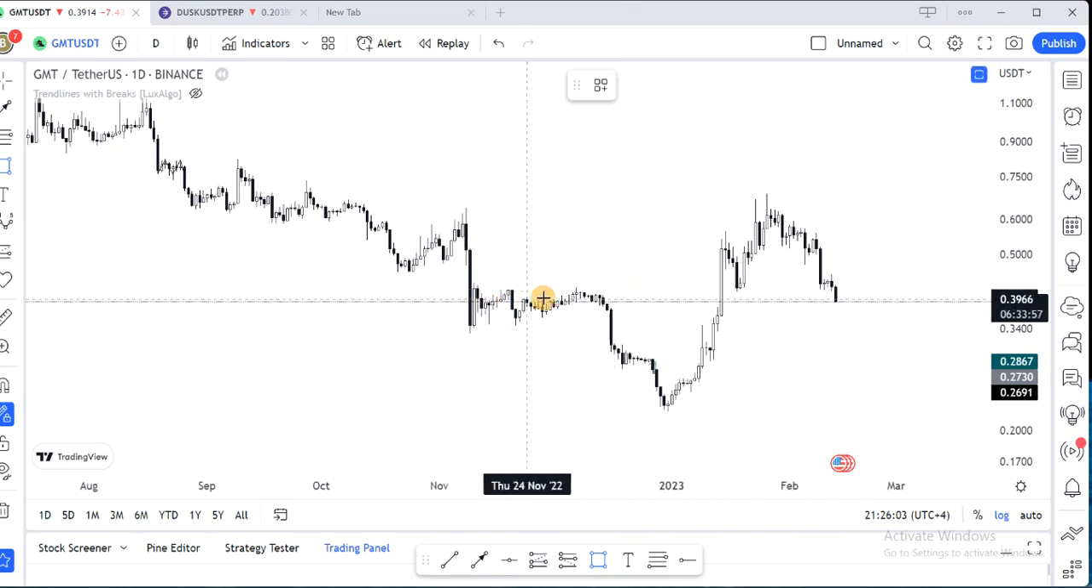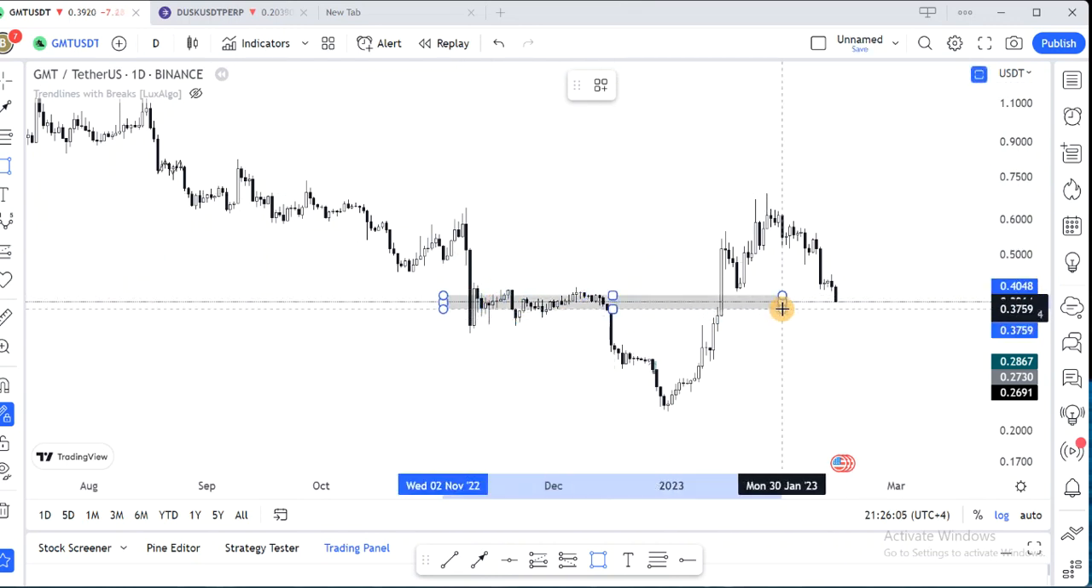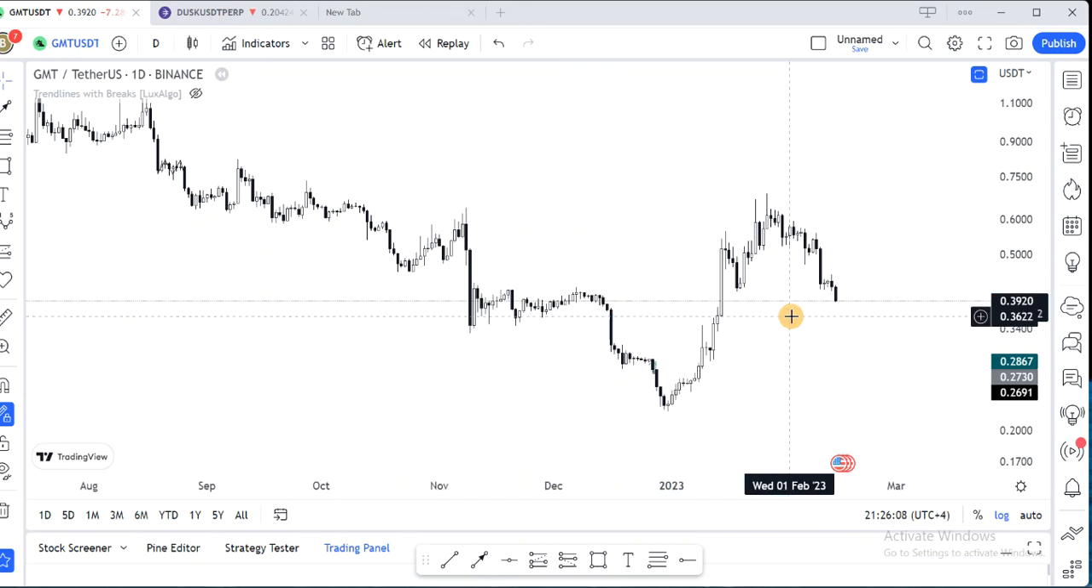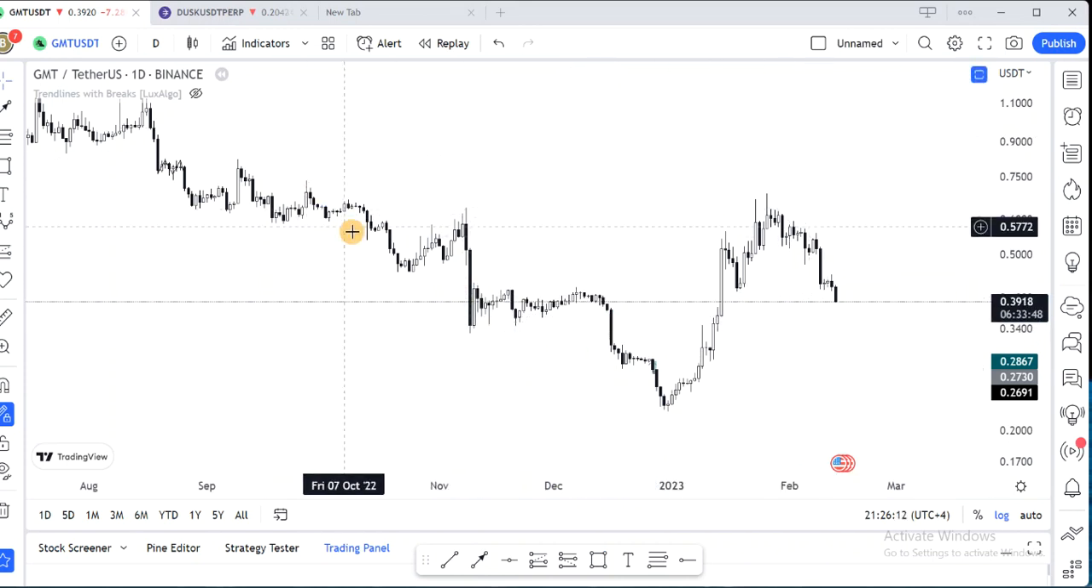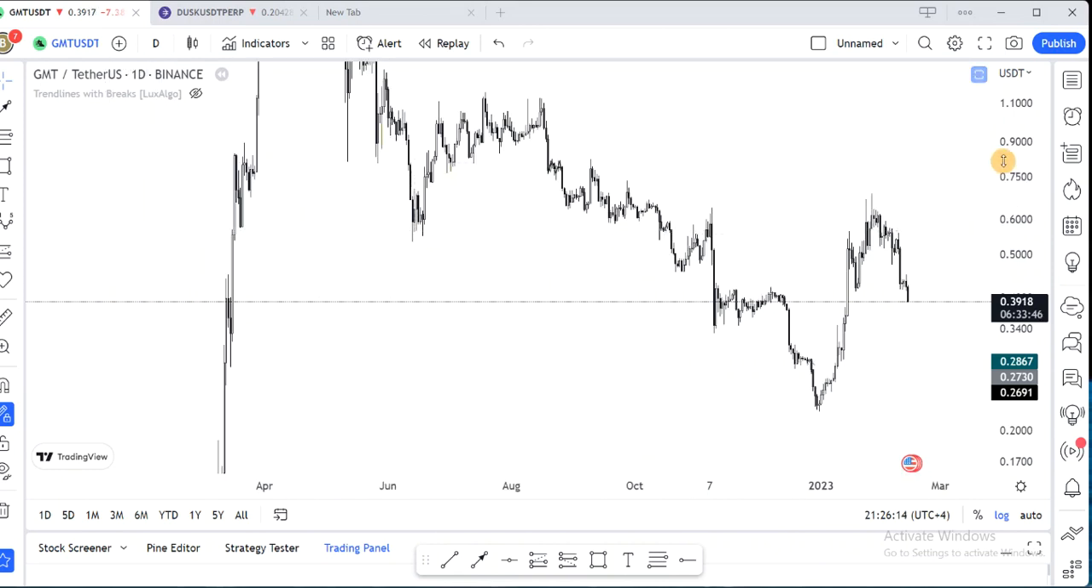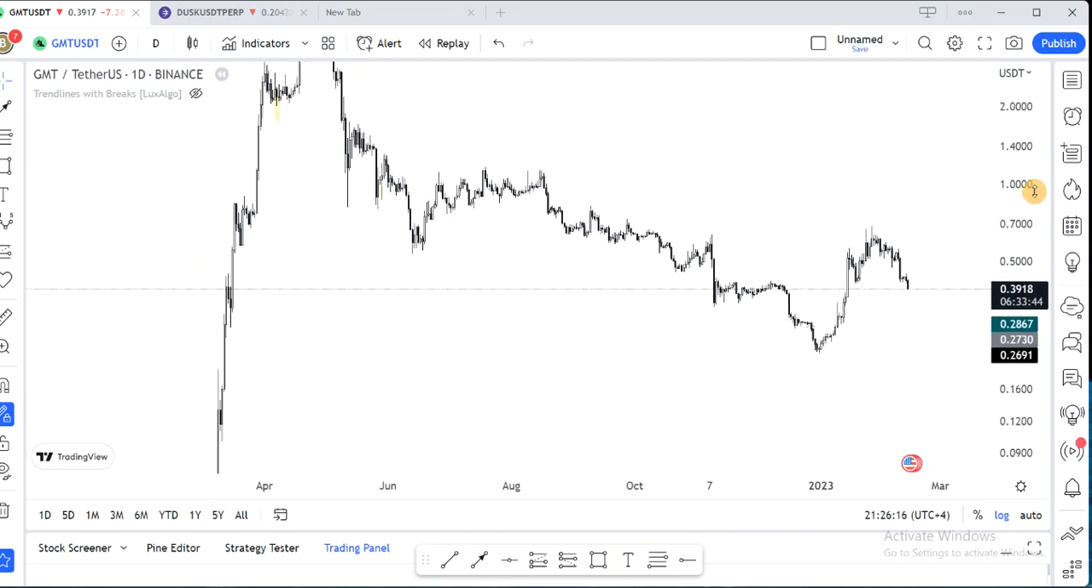So guys, where is my breakout region? I'm just going to mark it out right here. First of all, let's talk about support and resistance. What is support and resistance?